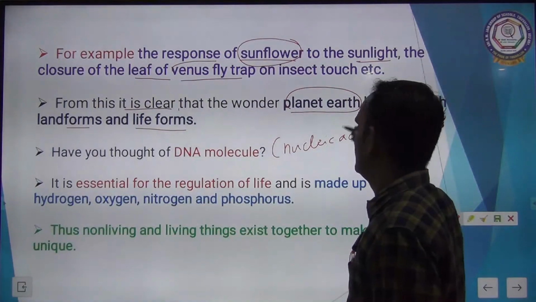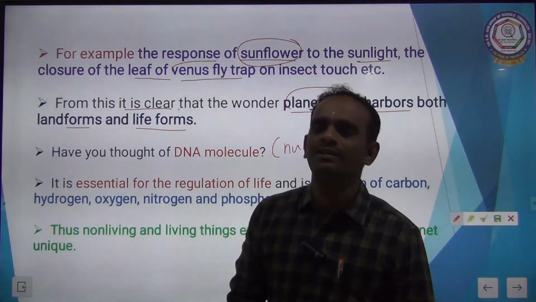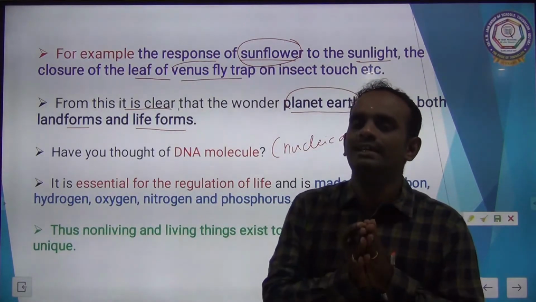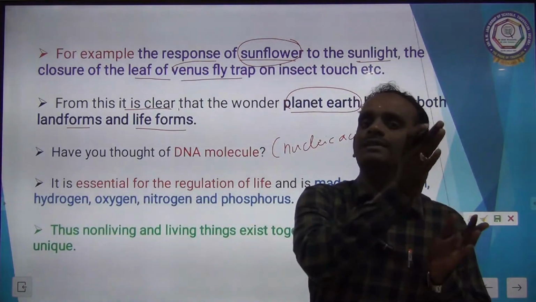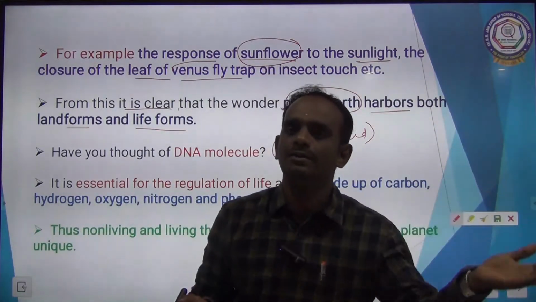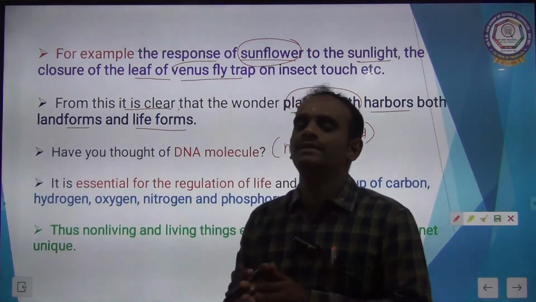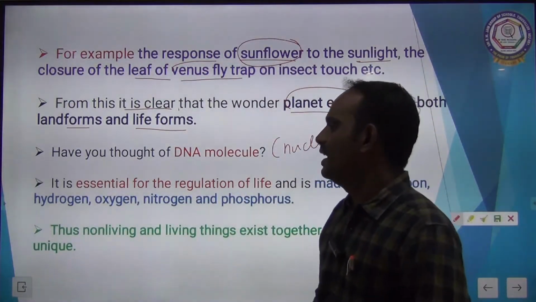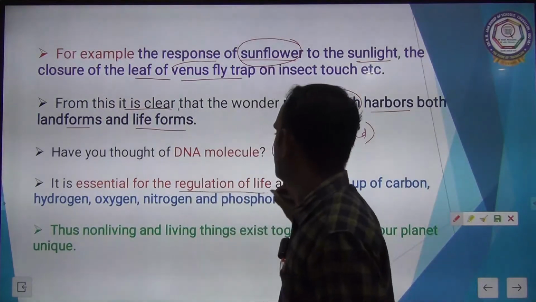Nucleic acid is very essential, necessary for the transmission of heredity, genetical character from the father to the next generation, from the parent to the offspring. So it transfers the genetical information. DNA is nothing but nucleic acid.